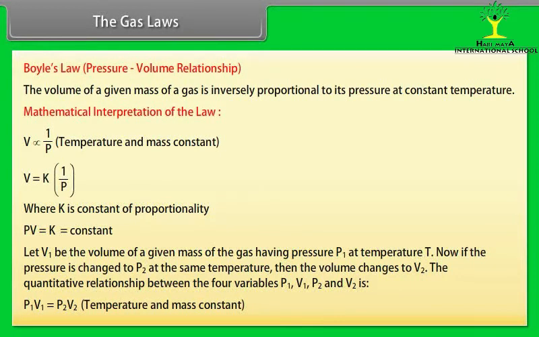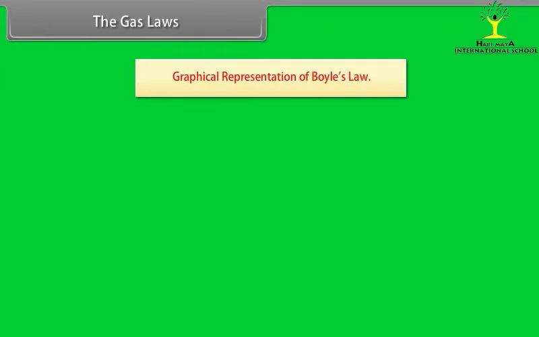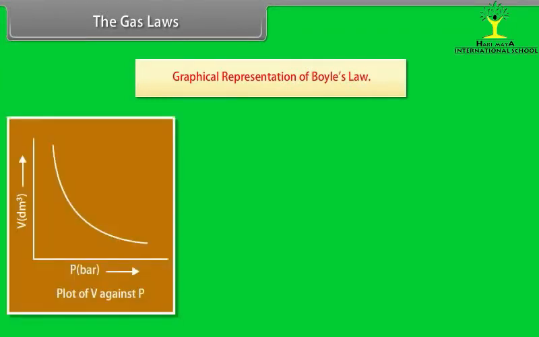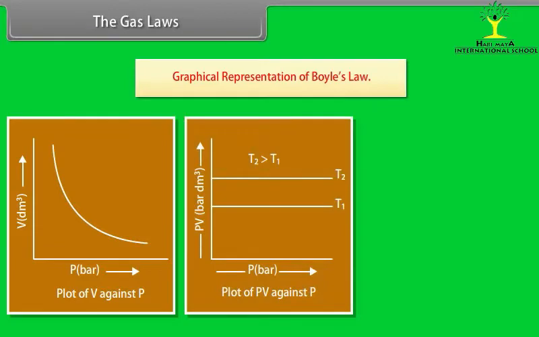Graphical representation of Boyle's law. It shows the plot of V versus P at a particular temperature. It shows as P increases, V decreases. It shows the plot of PV versus P at particular temperature. It indicates that the PV values remain constant in spite of a regular increase in P. The curve obtained by plotting PV against P at a particular temperature is called isotherm.